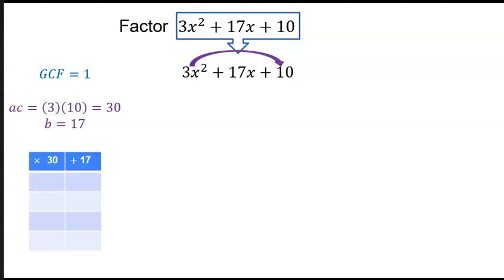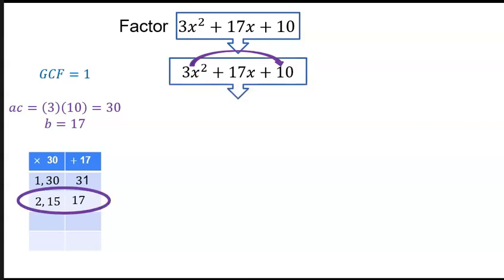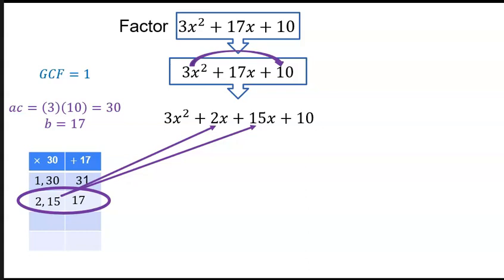I again start by making an organized list of the factors of 30 and find the sum of each pair of factors. 2 and 15 are the numbers I'm looking for. So I use them to rewrite my expression by replacing 17x with 2x plus 15x. Now I'm ready to fill in my box.